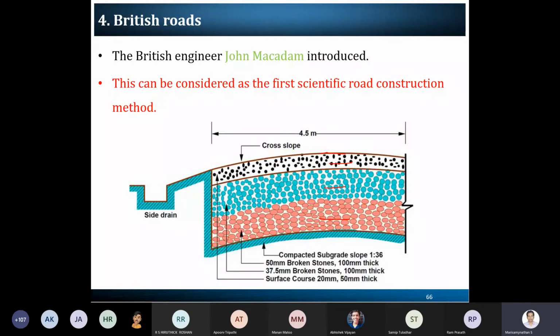How the surface will be there, the sub-base will be there, the base will be there, and on the top, the prime coat we are providing. So all the things, and the drainage, how we have provided the shoulder width. All the concepts are slightly modified, and we introduced different materials, techniques and technology in road facilities. So this is the development that has happened, and this was the first scientific road construction method, which John Macadam introduced. That is still accepted and applied for advanced or modern roads.